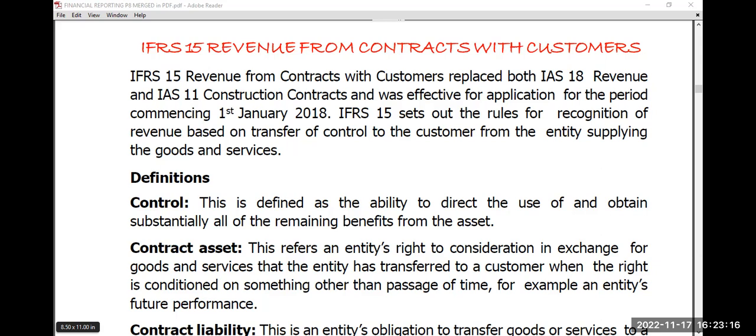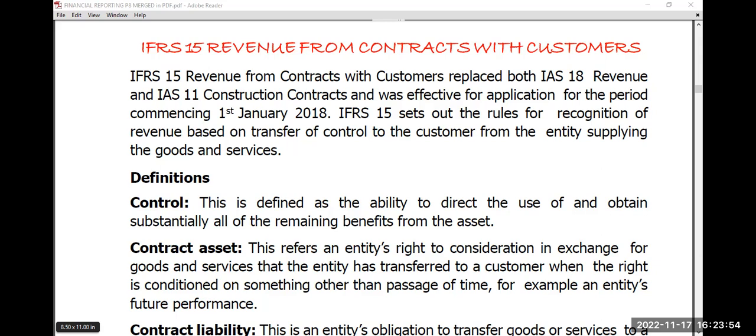The first one was IFRS 16 Leases, which was introduced 1st January 2019, but this one was for 1st January 2018. What it means is that if you are to look at some of the numbers that we are going to be doing in this standard, we are supposed to look at those questions that are from 1st January 2018 going forward.